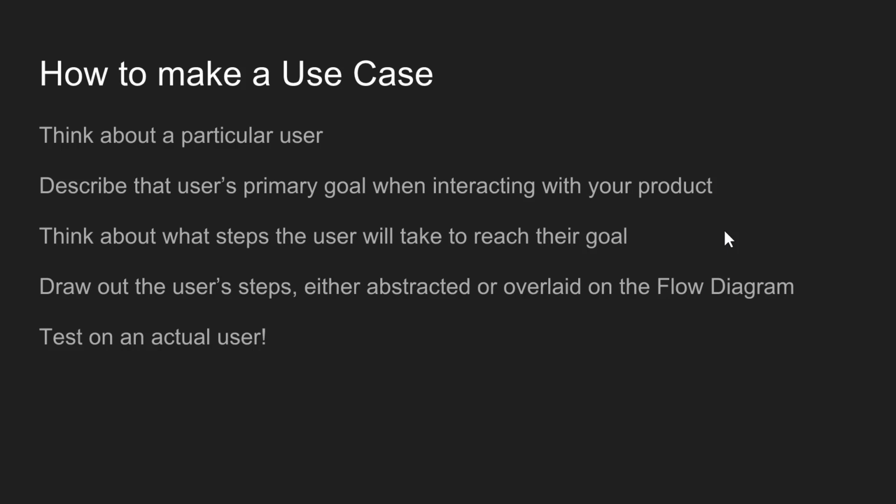And then it's a good idea to test on an actual user to see if your use case holds up. You can do this by printing out your flow diagram and showing it to someone without the arrows, and then asking them to select which button they would want to use on each screen and telling them which screen that takes them to. That way you can map out a path for that user to take and see if your flow for the user is intuitive.